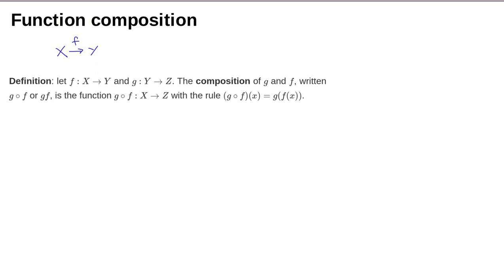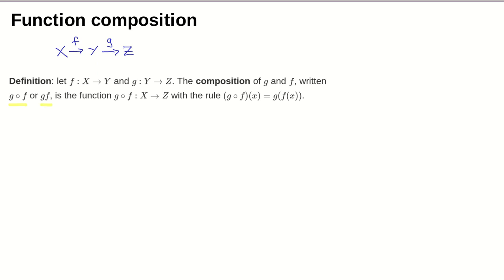So let's suppose we have another function, G, this time with domain Y and codomain a third set, Z. In this case we can produce a new function with domain X and with codomain Z, whose rule is do F and then do G. That function is going to be called the composition of G and F. We're going to write this composition in a particular way: the composition of G and F is written G circle F, or sometimes just GF.